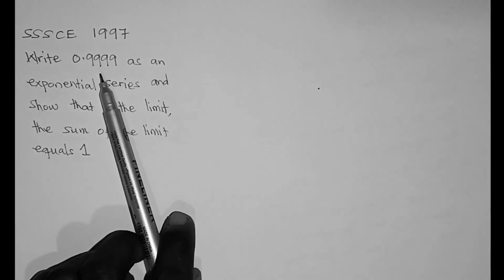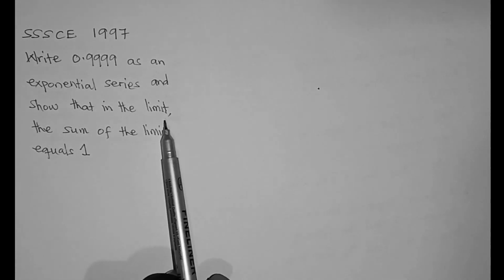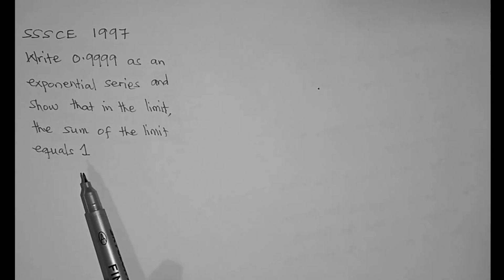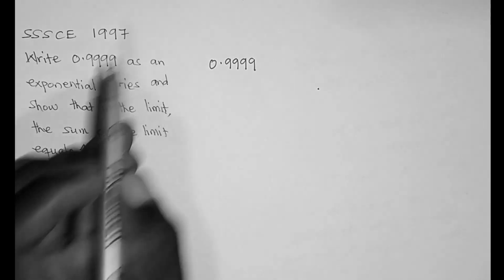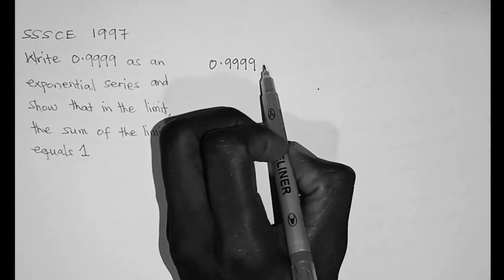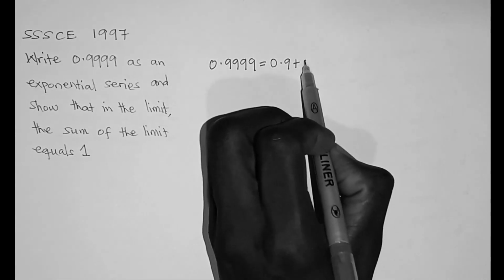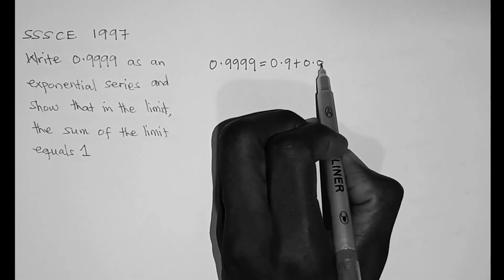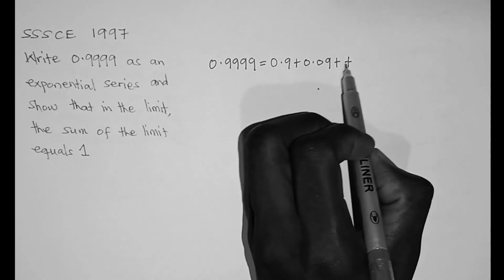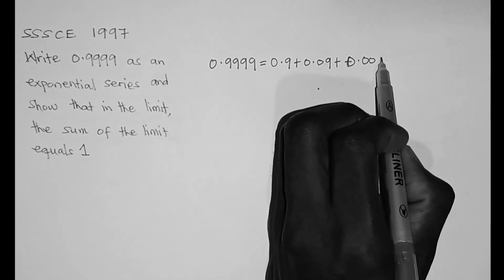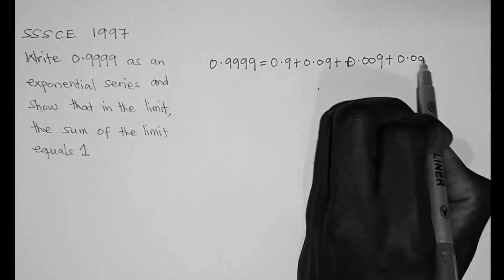Write 0.999 as an exponential series and show that in the limit, the sum of the limit equals 1. So 0.9999, you can see that this is 4 decimal places. It can be written as 0.9 plus 0.09 plus 0.009, then plus the last one, which is 0.0009.